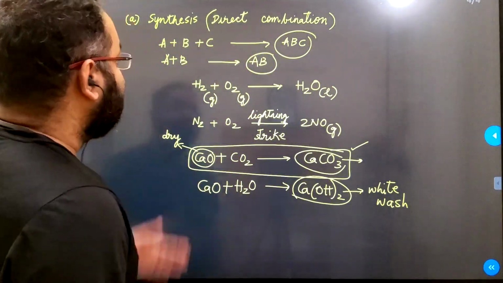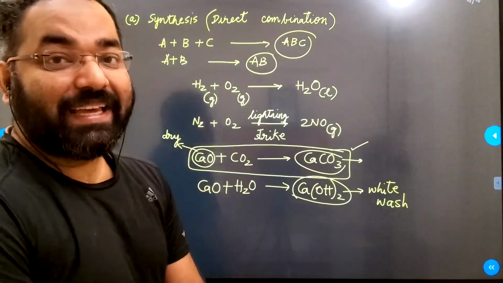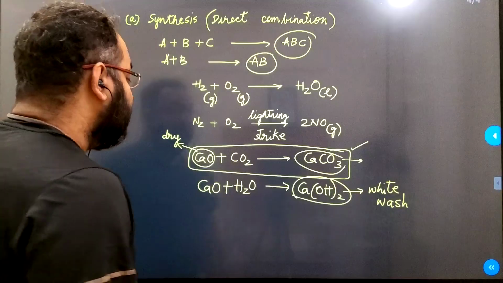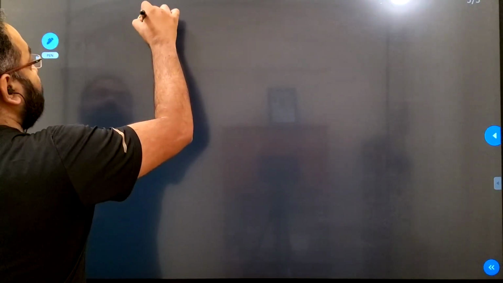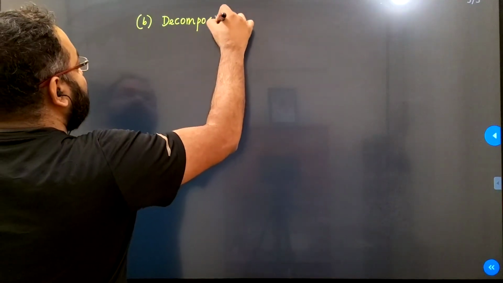Alright, I hope you're clear with this. All these reactions come under a very important category called direct combination reactions. Let us move into the next part, which is called a decomposition reaction. Now, decomposition reaction is just the opposite of synthesis reaction.